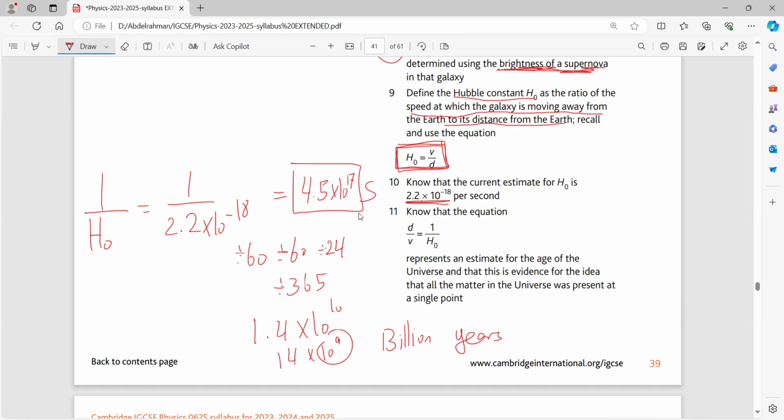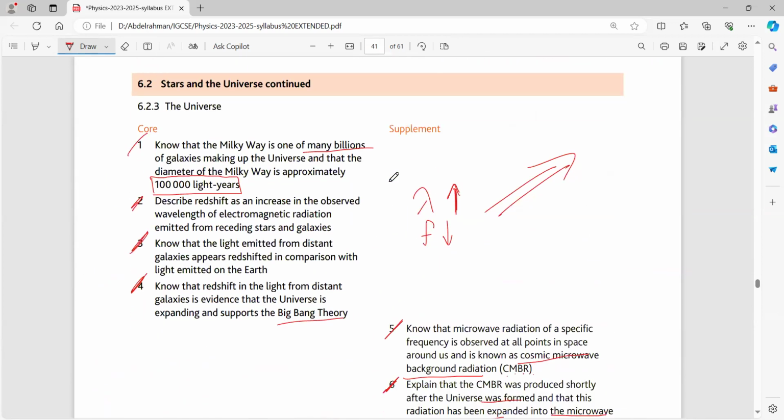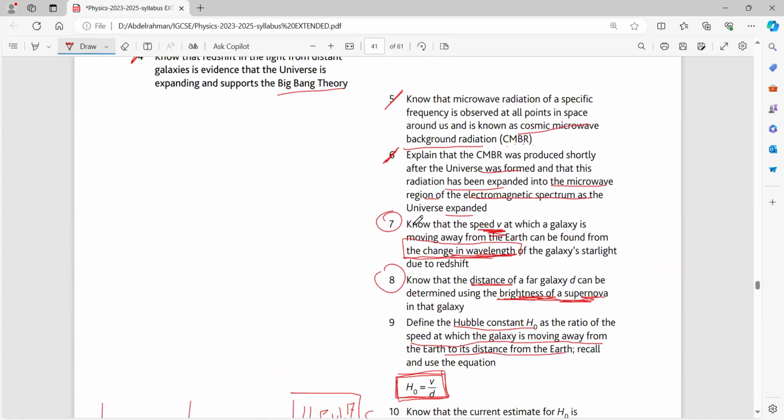Yes, that's it. But isn't it a 4 marker? No, it could be a 2 marker, it could be a 3 marker. If it's a 2 marker, it would be in seconds. If it's a 3 marker, it would be in years. And for redshift, would they just ask us the definition of it? Probably they're gonna say, how do you find the speed of a galaxy moving? And we just say using the redshift.